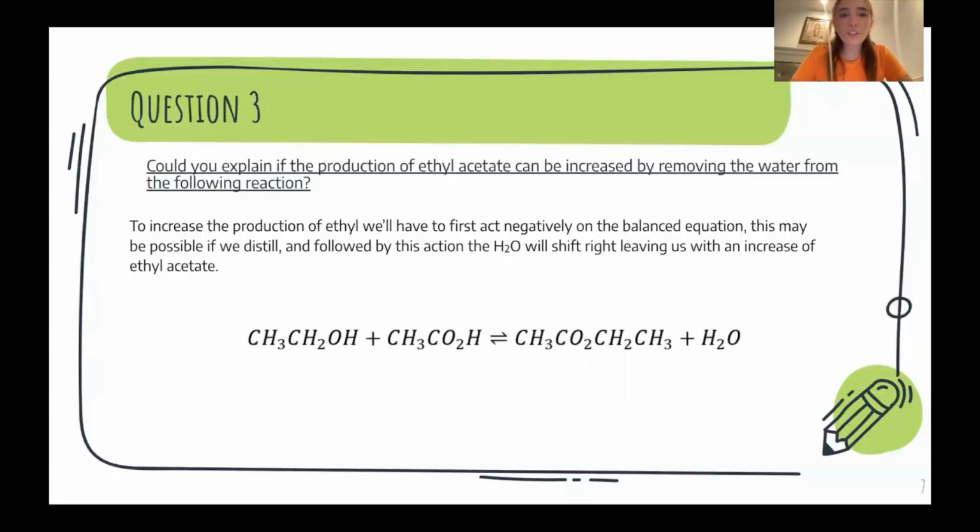Could you explain if the production of ethyl acetate can be increased by removing the water from the following reaction? So first off, let's remember how it's produced. It's produced from the condensation reaction of acetaldehyde in the presence of aluminum alkali oxide, acting as a catalyst. This reaction takes place in a series of continuous, perfectly mixed reactors. So to increase the production of ethyl acetate, we'll first have to act on the equilibrium by distilling the solution. This will end up with the equilibrium shifting right, leaving us with a higher, increased ethyl acetate yield.